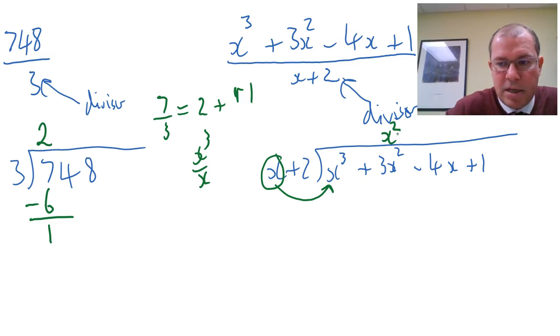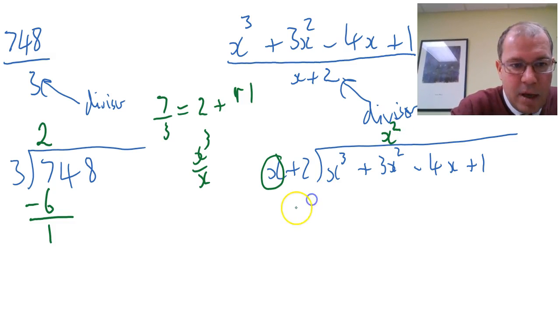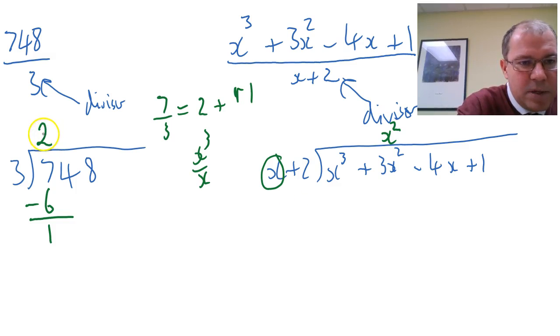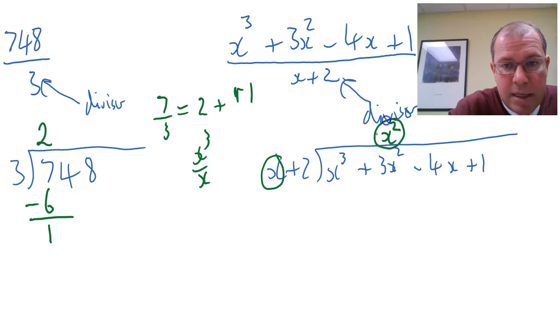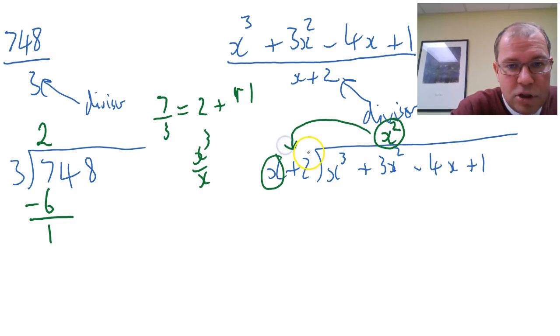So I'm going to write the x squared in the x squared column. Let's work out the remainder exactly the same way. To work out the remainder on the left hand side, we did 2 times 3 and got a 6. So now I do x squared multiplied by all of x plus 2. So x squared times x is the x cubed, and x squared times 2 is 2x squared.